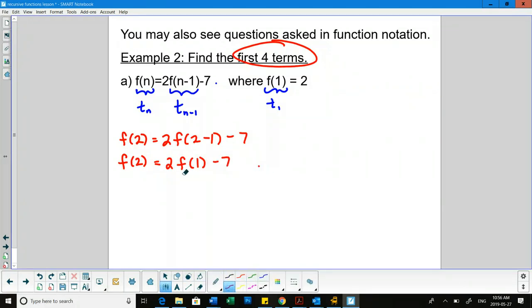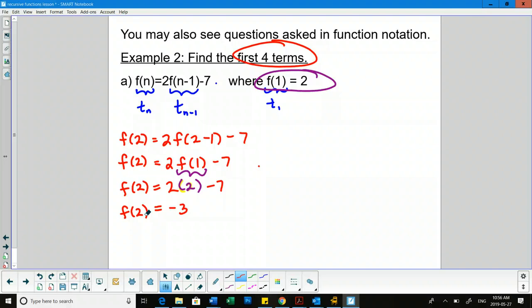And do we know f at 1? Yep, f at 1 is 2. We can see that up here. It's given to us. So we're actually just going to replace f at 1 with its value of 2. Oops. Do that in purple. And then we can simplify. So it'll be 4 minus 7 to give us negative 3. Okay, so that's essentially how it works.